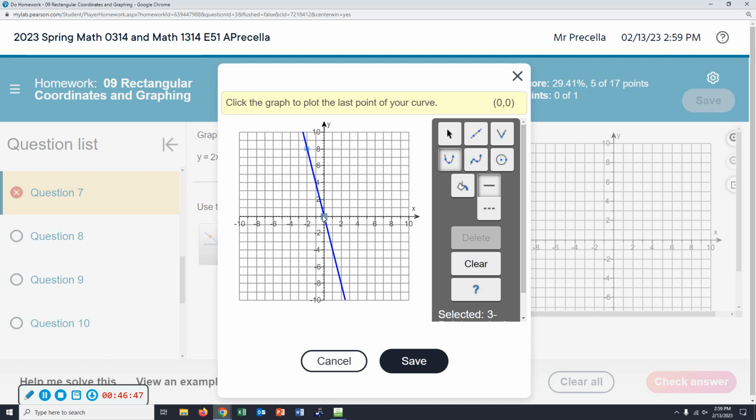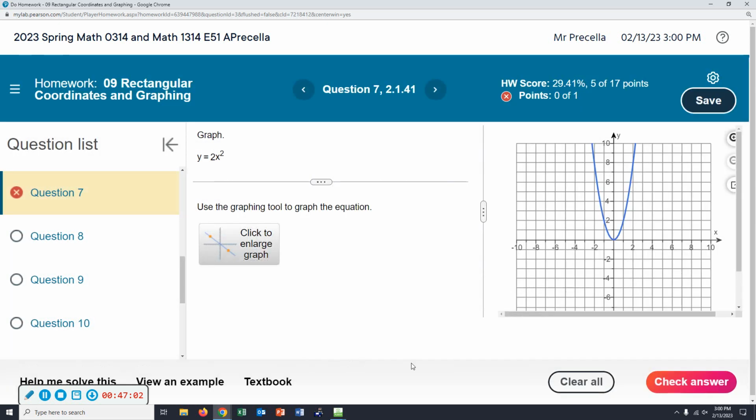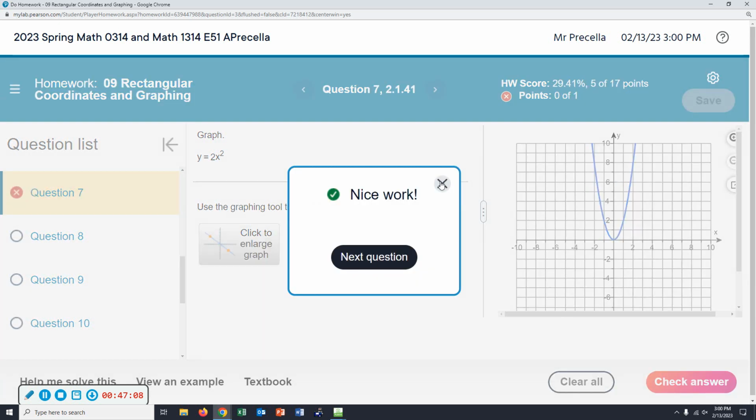You plot the last point, 2, 8. Right 2, up 8. I'll say save and check. Any questions on here?